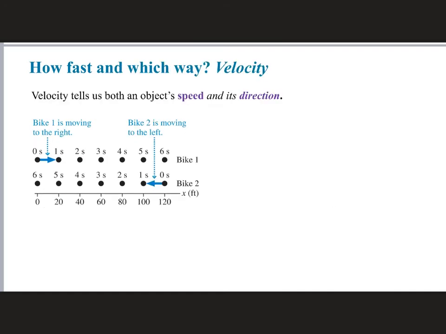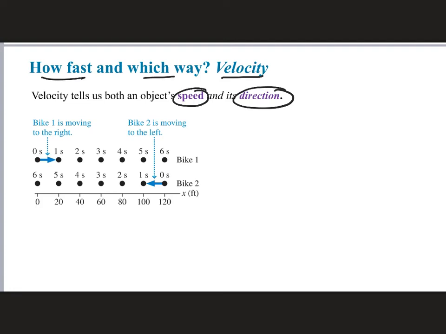And finally, there's another quantity you'll encounter, which is called velocity. And you probably use speed and velocity interchangeably your whole life. However, they're different, and they're particularly different in physics. Velocity measures not only an object's speed, but also its direction. So it answers the question, how fast and which way is it going?